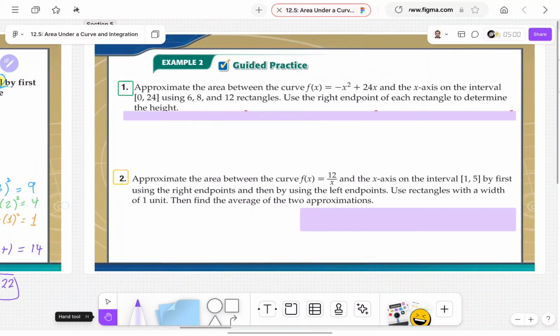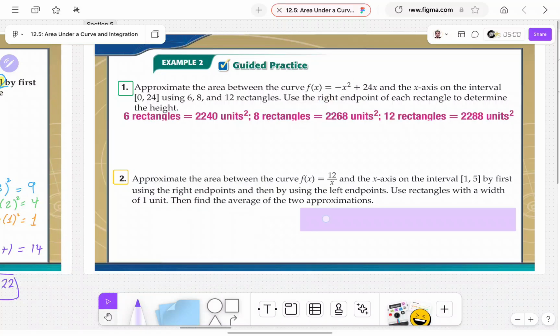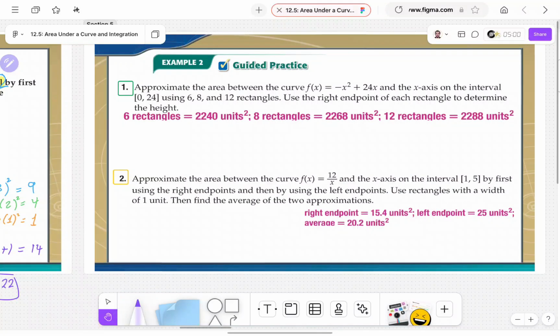Now it's your turn. Try to solve these two questions. Let me show you the answer. Try to draw the first one with 4, 6, 8, 12 rectangles. Focus on the interval, then the width of every rectangle. Then after that, solve the second one. And if you have any questions, please let me know.